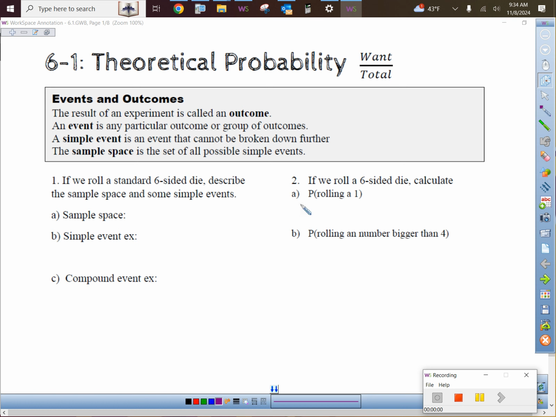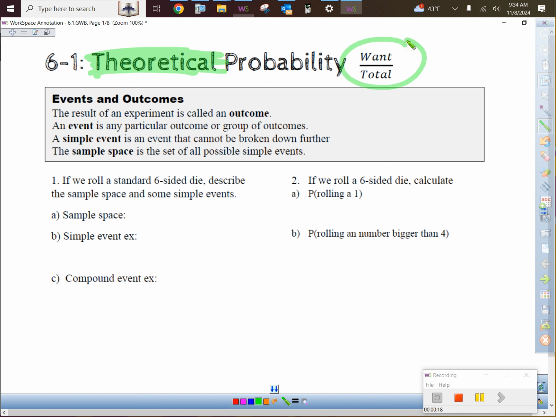Cool, brand new chapter. Today is theoretical probability. That's a cool word because it doesn't work that way every single time. This probability stuff, but in theory it would. The math says this is how it should turn out, and in real life sometimes things dictate differently. But here's what you really do. It's just what you want to have happen divided by total.